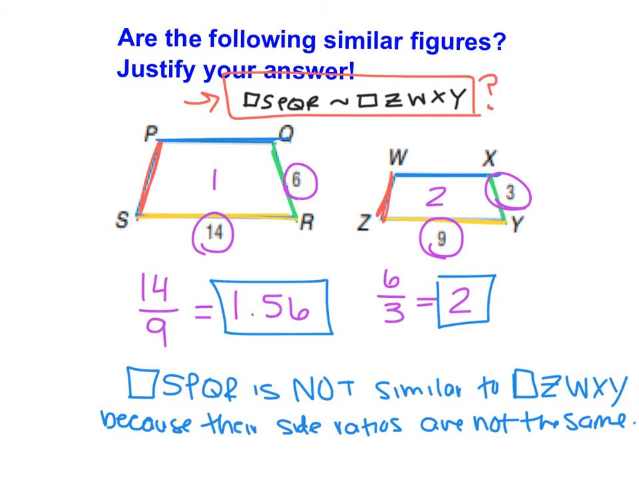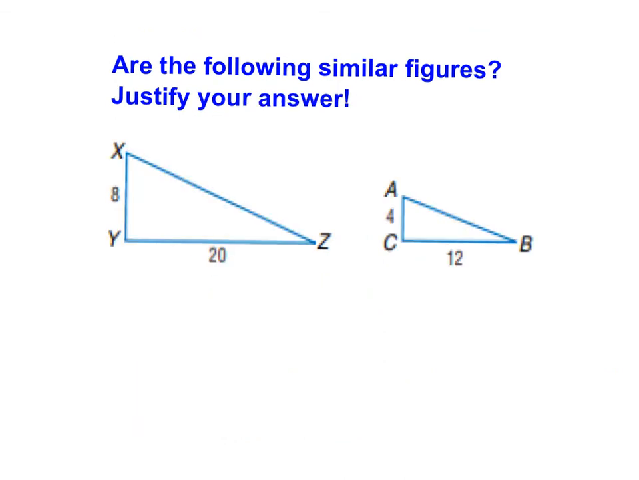So there we have it. We can do this both forwards, finding those missing side lengths, and backwards, justifying whether or not we have similar figures. So here we have another pair of shapes, and our goal is again to determine, are these two triangles similar? So what I'm going to do first is pair up what I think are my corresponding sides.